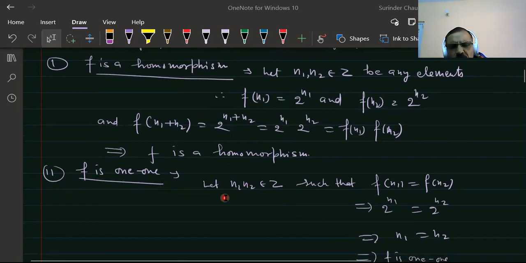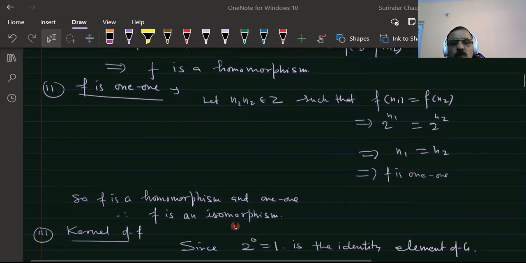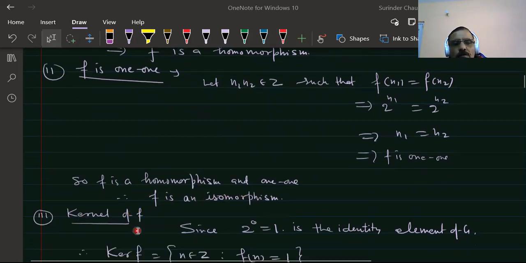Now second, we have to show that f is one-one. Let n1 and n2 belong to Z such that f of n1 is equal to f of n2. We need to show that n1 is equal to n2. Substituting, f of n1 is 2 to n1 and f of n2 is 2 to n2. These two numbers are equal if their powers are equal, so n1 equals n2, which implies f is one-one. F is one-one as well as a homomorphism. Therefore, f is an isomorphism.